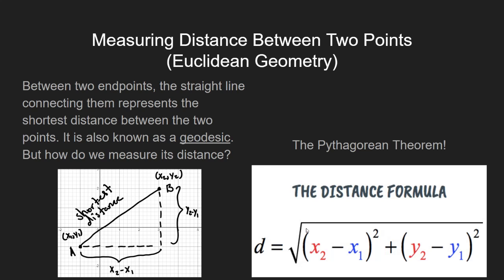This is very much based on the Pythagorean theorem. As we see here, the shortest distance is going to be our hypotenuse, and we have two legs. Leg 1 is going to be x2 minus x1, and leg 2 is going to be y2 minus y1. So we square both of them, add them together, get the square root, and that'll give us our shortest distance.